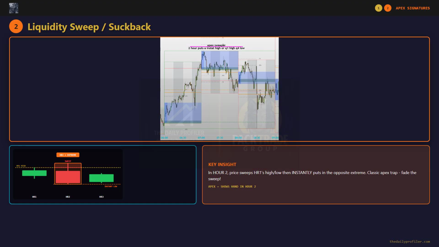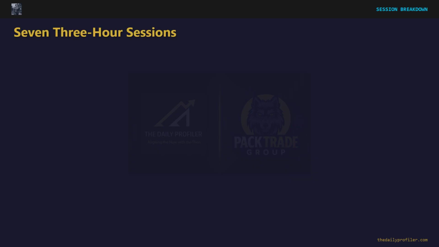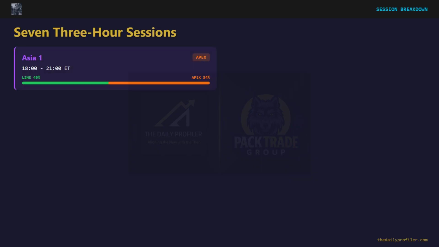If you see hour 2 sweep the hour 1 high and immediately reject, putting in the low for the session, that's a sweeper. The apex traps breakout traders and reverses. Sweepers are apex fuel. Now let's break down the sessions, because not all 3-hour blocks are created equal.